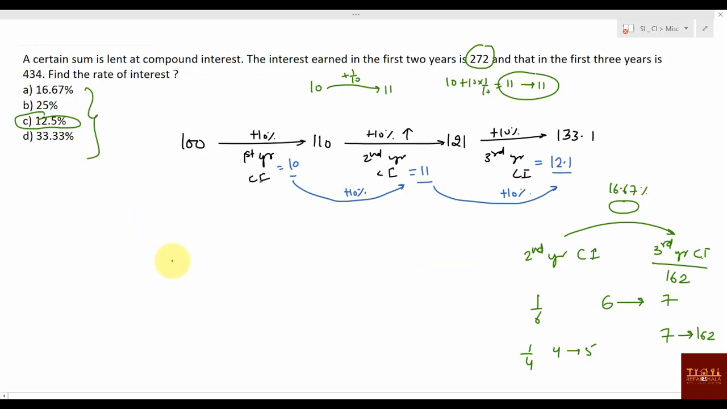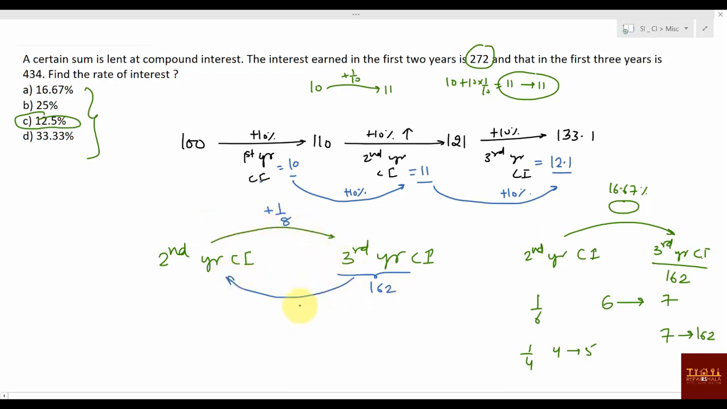I'm saying that second year CI is there and third year CI is there. How much increment is happening? I'm saying plus 1 by 12.5 percentage, or you can say plus 1 by 8. And this value you already know, that is 162. If in this direction it is 1 by 8, then in this direction it will be minus 1 by 9. 9 ones are 9, 8s are. So this value will become 144. Means your second year CI will be 144.